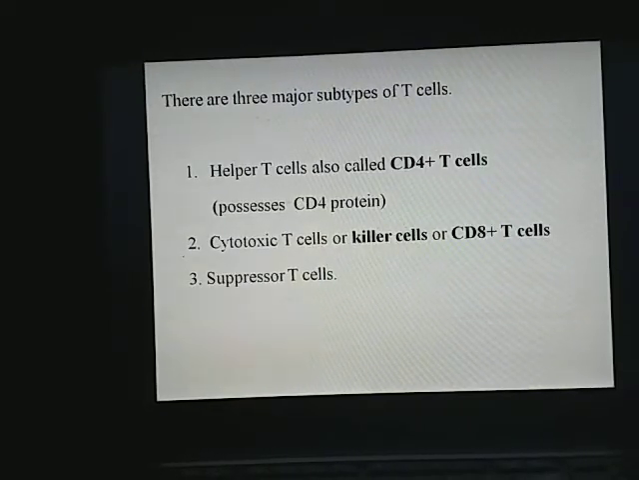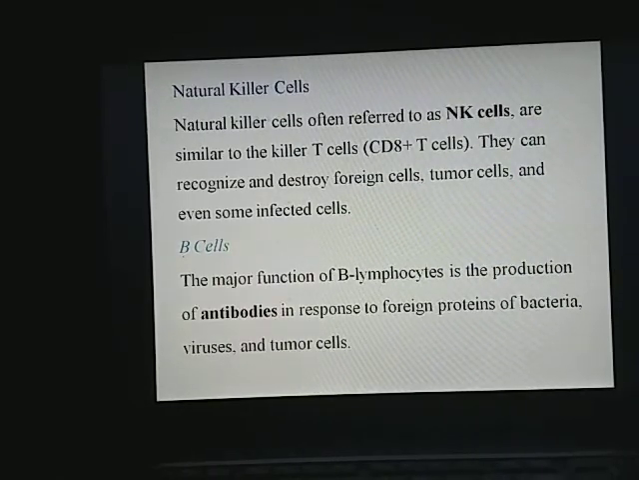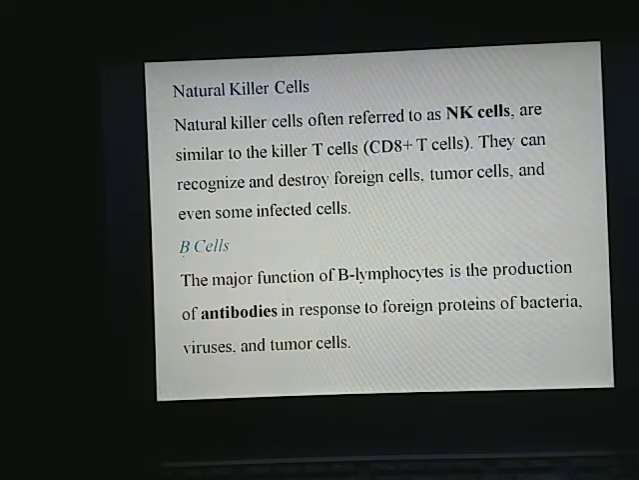There are three major subtypes of T cells. They are helper T cells, which are also called CD4 cells, cytotoxic T cells, which are also called killer cells or CD8 cells, and suppressor T cells. So these are the three major subtypes of T cells. The natural killer cells, often referred to as NK cells, are similar to killer T cells or CD8 cells. They can recognize and destroy foreign cells, tumorous cells, and even some infected cells.